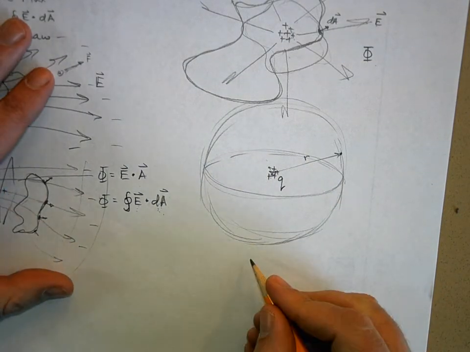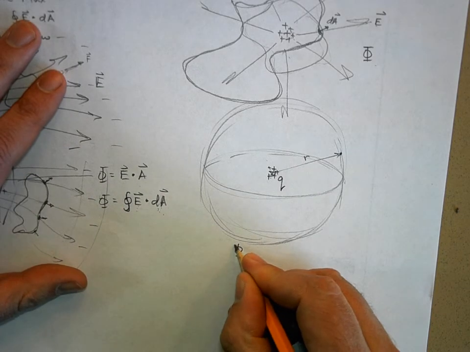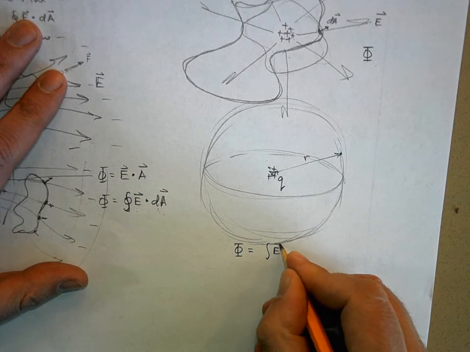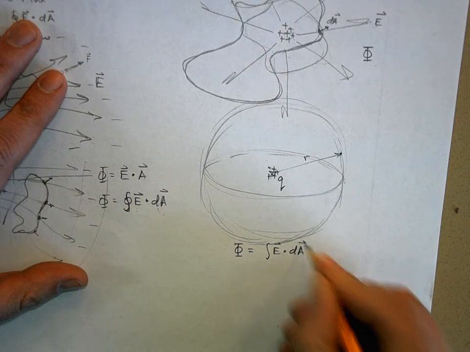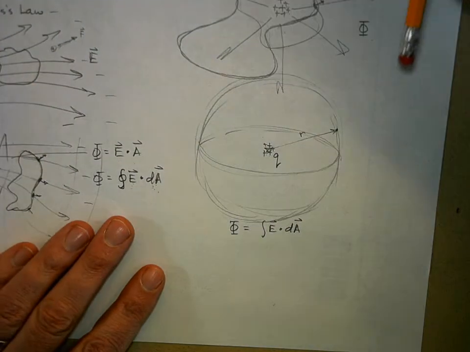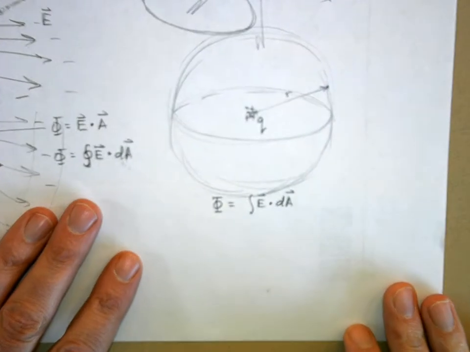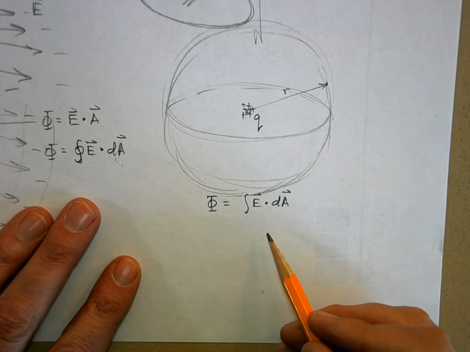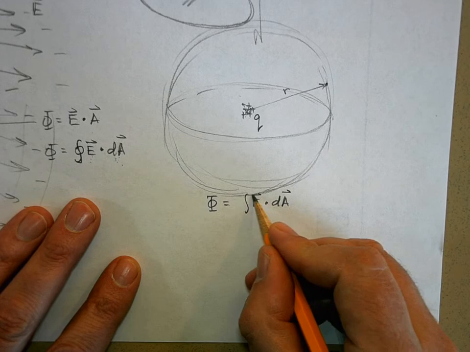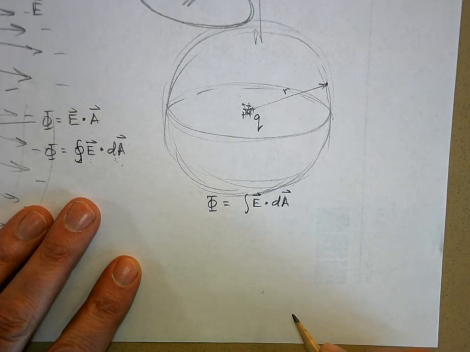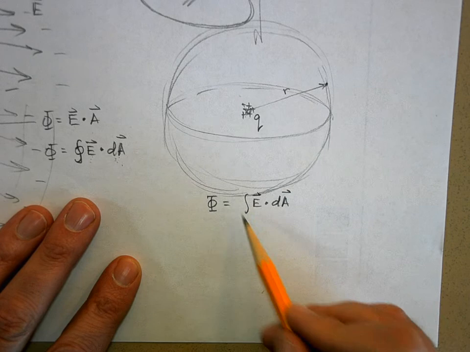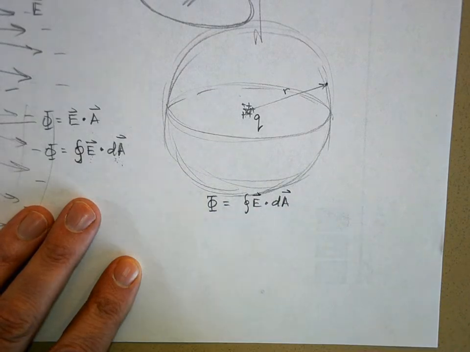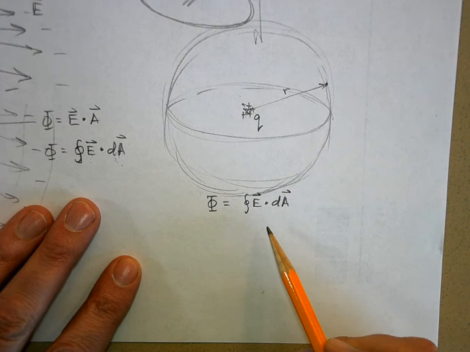Well, the total amount of flux coming out of there is equal to the integral of E dot dA. Let me zoom in a little bit so you can see it better. Okay, folks, I don't want to have to do integration, because integration is hard. When it comes to this part of what we're going to call Gauss's law, and this surface is closed, so I should put a circle in there. Integration is not our friend.